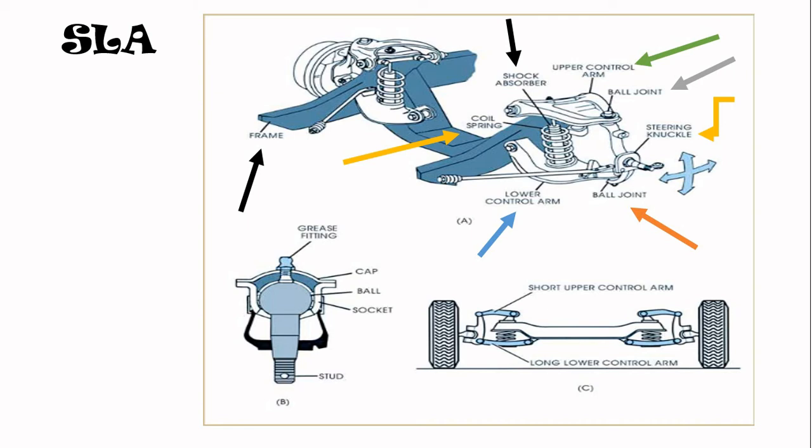A coil spring may be mounted between the spring housing on the frame or the frame member and the upper control arm. Springs may also be mounted between the lower control arm and the frame. Mounting on the lower control arm is more common. On some vehicles, torsion bars are used in place of coil springs. In the SLA type system, shock absorbers mounted inside of coil springs provide a damping action.